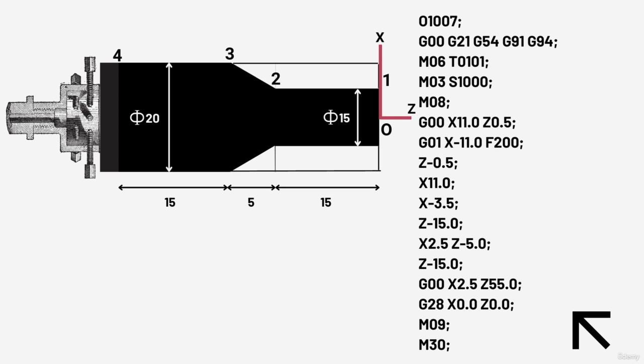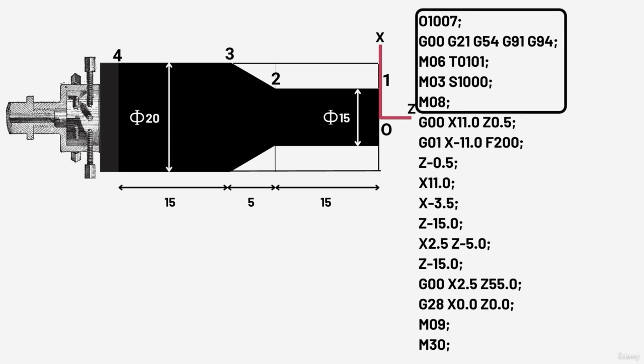Most of the lines or blocks are similar to that of absolute mode, so we are going to discuss only the changes here. In the second block or line of the program, the only thing that is changed is G91 for announcing that incremental mode is active. Everything else remains the same till line number 5. For 6th line or block, we will write G00 X 11.0 Z 0.5, same as before, so as to avoid tool dashing into the workpiece.